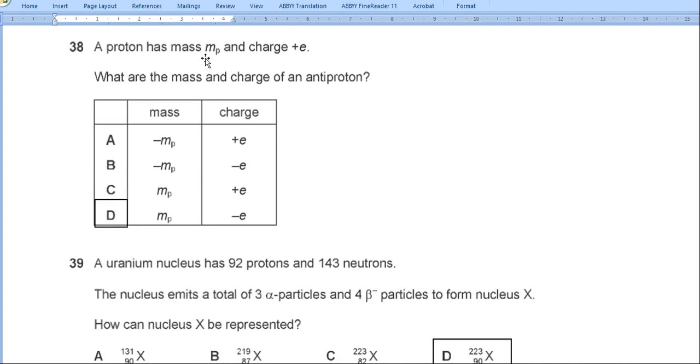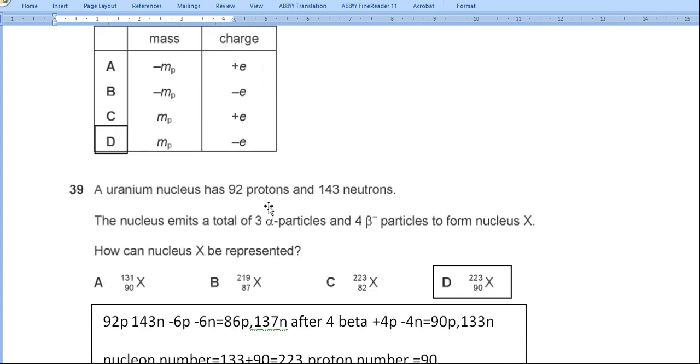38. A proton has mass mp and charge +e. What are the mass and charge of an antiproton? So mass is the same, charge is negative.